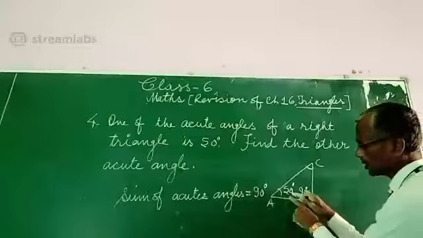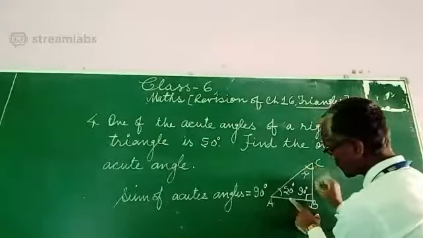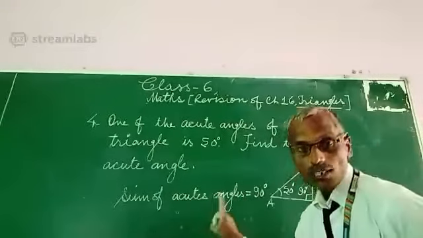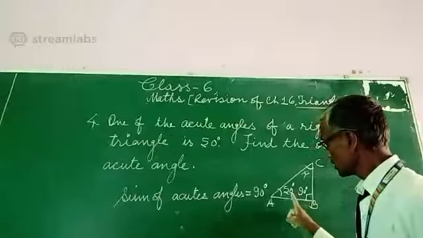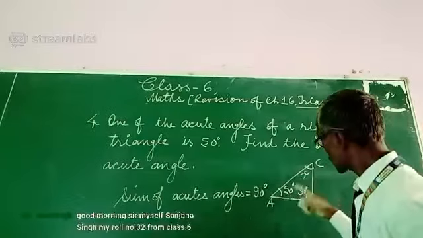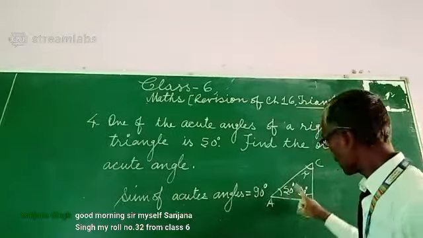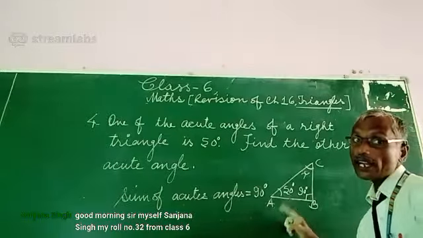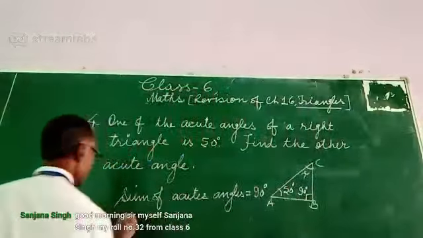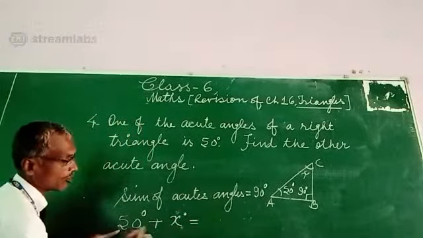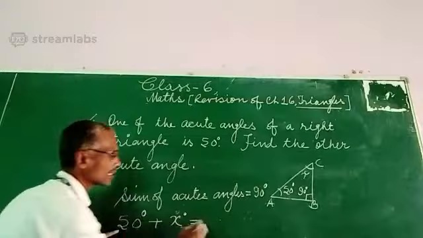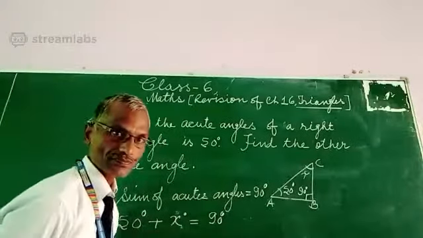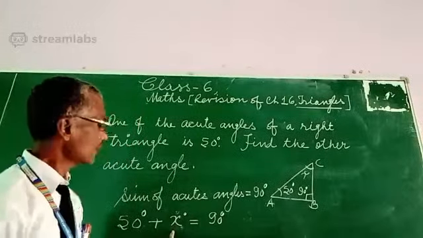Here one angle is 50 degrees, and let us suppose the other is x degrees. How many acute angles are there in a right angle triangle? Two acute angles, one is angle A and the other is angle C. Out of these, the measure of one angle is given, 50 degrees, and we know that the sum of acute angles in a right angle triangle is 90 degrees. Now can you solve it? Please tell me the value of x.